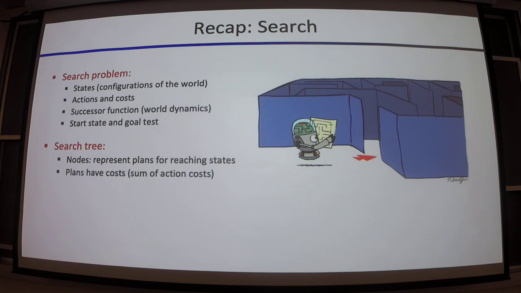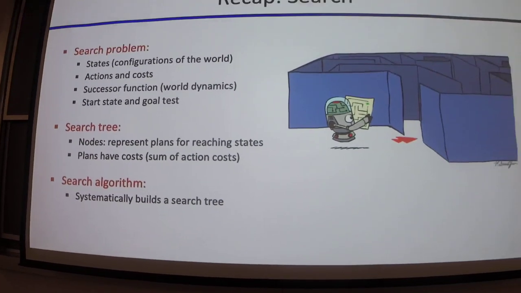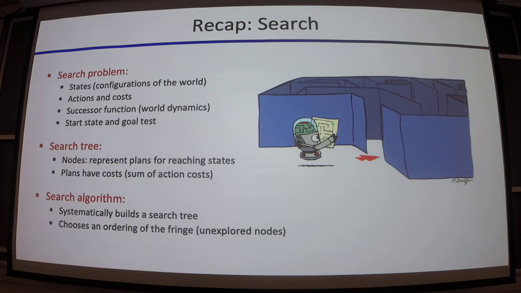Okay, then we noted that plans generally have costs. This is the sum of the action costs that it took to get there, right? And then we can search over this tree, right? Well, generally we're systematically building this tree as we search, right? You don't want to build the whole thing in advance, generally, that's a bad idea. The crux here is choosing how you're going to order which nodes that exist in the fringe or the frontier are being expanded at what time, right?